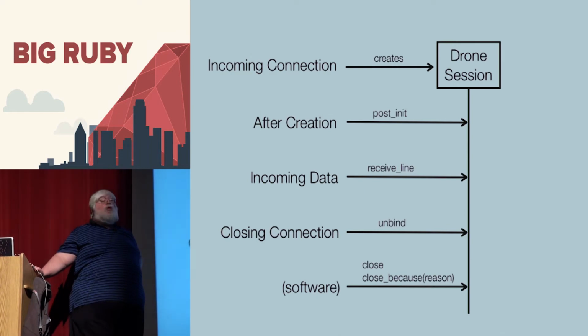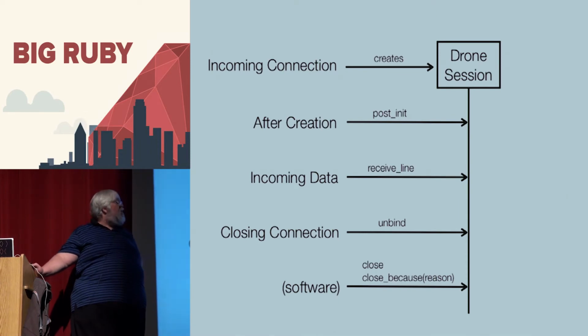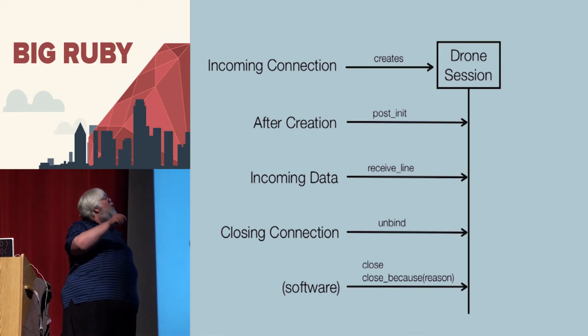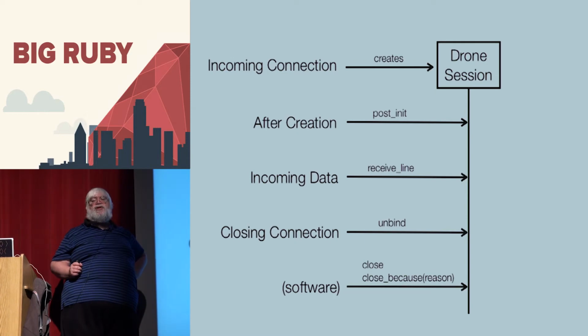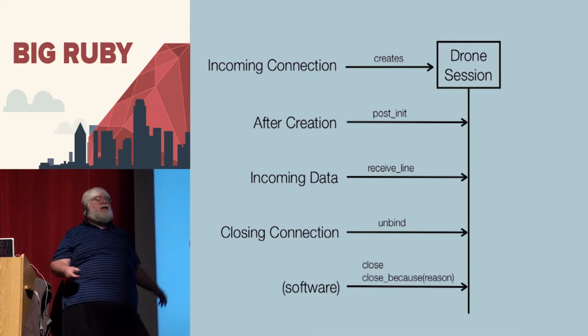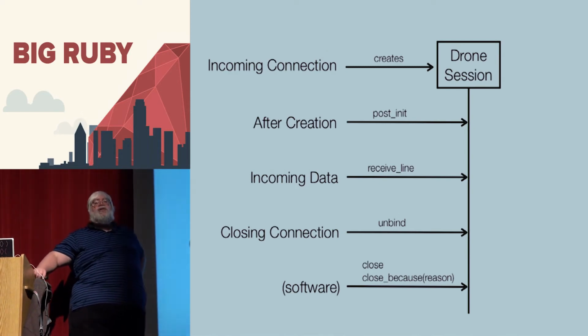to start receiving messages. When data comes in, Event Machine will break it up into line by line input, and each line he will send to us with a receive line message. So receive line gets called on our drone session. Finally, when the connection is closed, the session will receive an unbind command. These 3 messages and the create are all handled by Event Machine. Our software, if it detects an error or wants to shut down for some reason, can call close and give it a reason, which in turn calls the close message, which will in turn cause unbind to happen and the whole thing begins to shut down. But this is called by our software, not by Event Machine. All these other methods here are called by Event Machine itself.